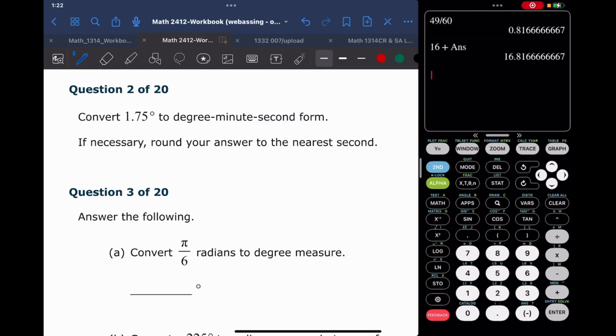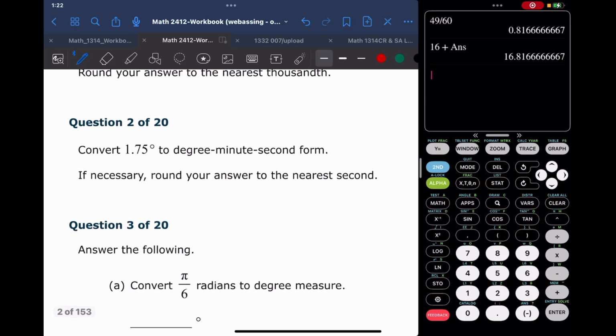Number 2 says to convert 1.75 degrees to DMS. So it's going to be 1 degree, and then that 0.75. 0.75 times 60 is going to equal 45. And then I have 0 seconds. So altogether, I'm going to get 1 degree, 45 minutes, and 0 seconds.